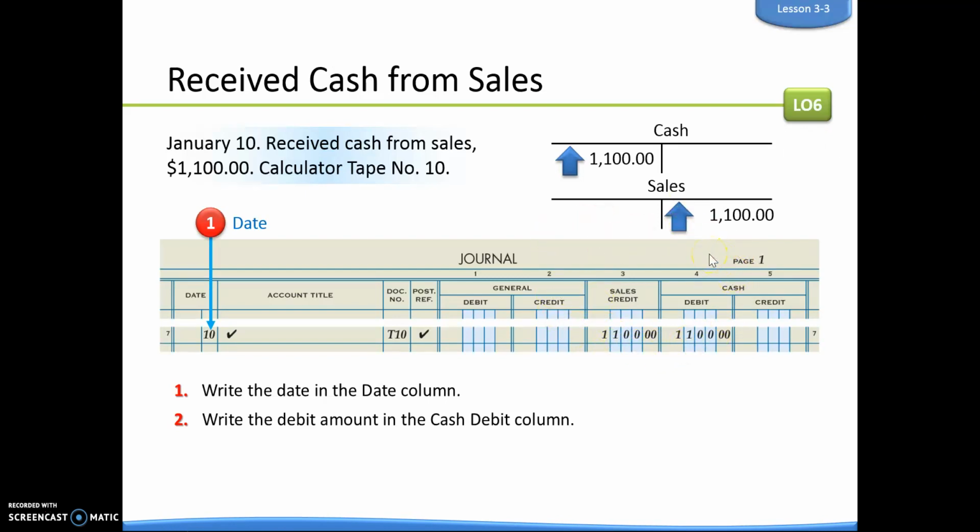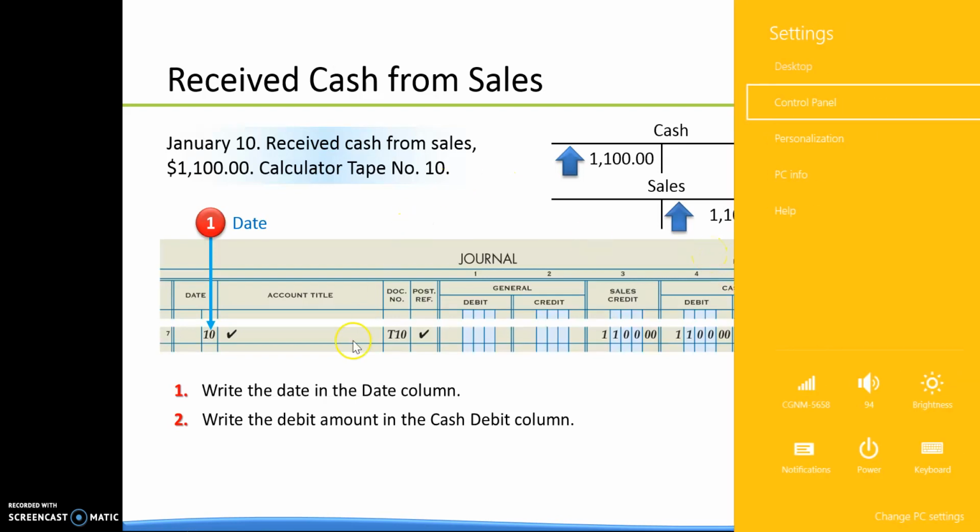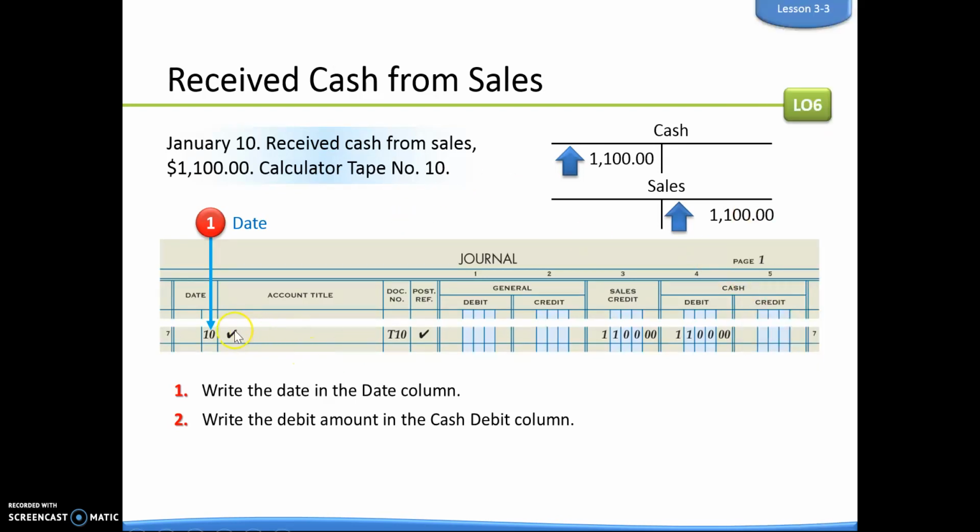However, we do not want to leave our account title blank. Oops. We do not want to leave that blank. So instead, what we do is we put a check mark there, and what that check mark tells us is that both of the accounts that are affected in this transaction are special amount columns, so we need to look over here. Does that make sense? So we don't want to leave it blank. We just put a little check mark right there.